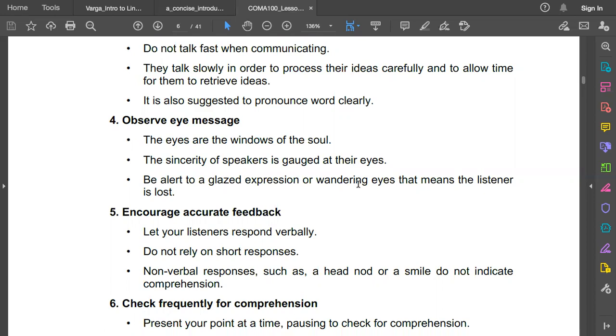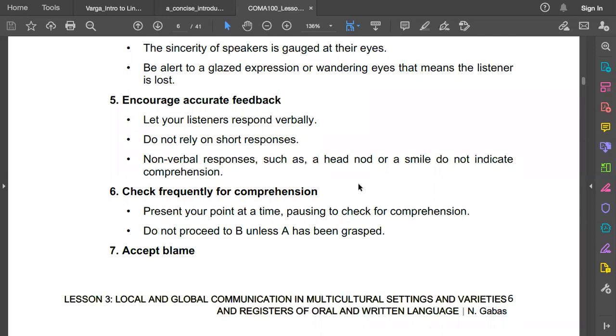So encourage accurate feedback. Let your listener respond verbally. Okay, do not rely on short responses or nonverbal responses. You ask them if they get what you mean or if they still need anything. Encourage them to speak conversationally. Okay, not just vague nodding gestures.